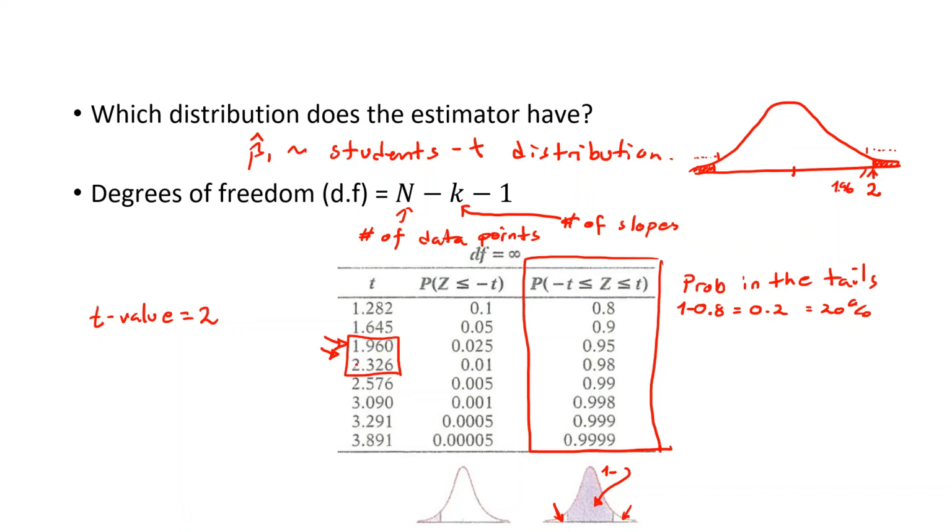And if we go 2.326, so we say this is 2.326, then we have 1 minus 0.98, we have 2%. So if we go this far out, we have 2% in the tails. So our p-value, the probability of getting something more extreme than 2 standard errors away from the mean, is between 5% and 2%.